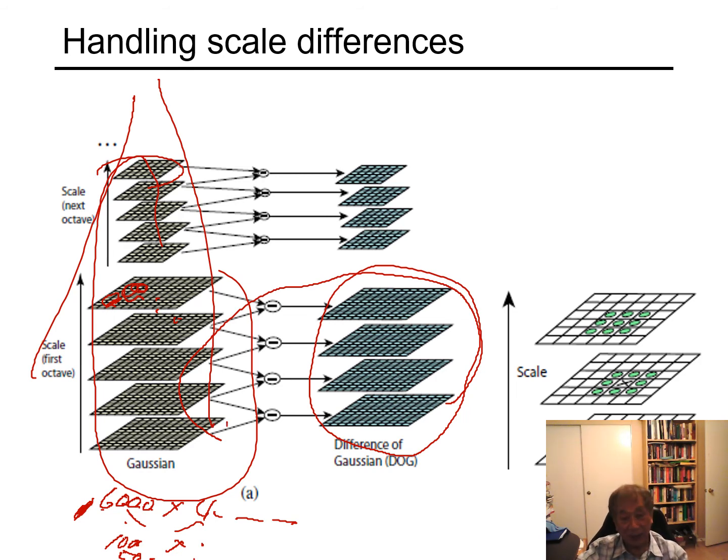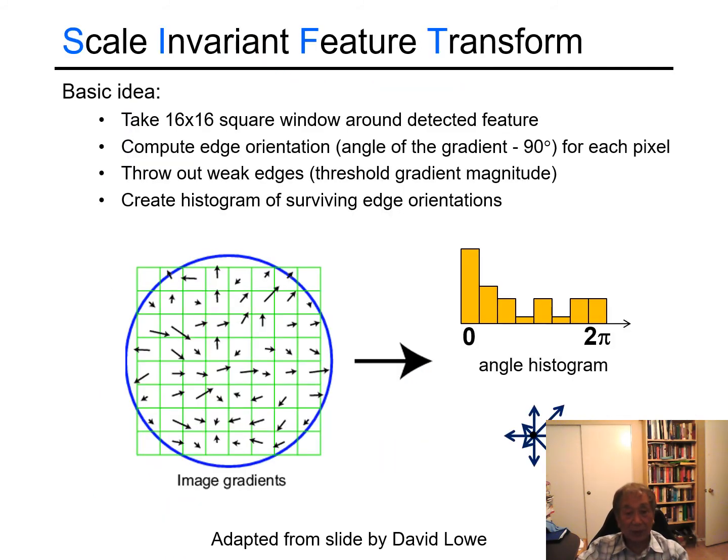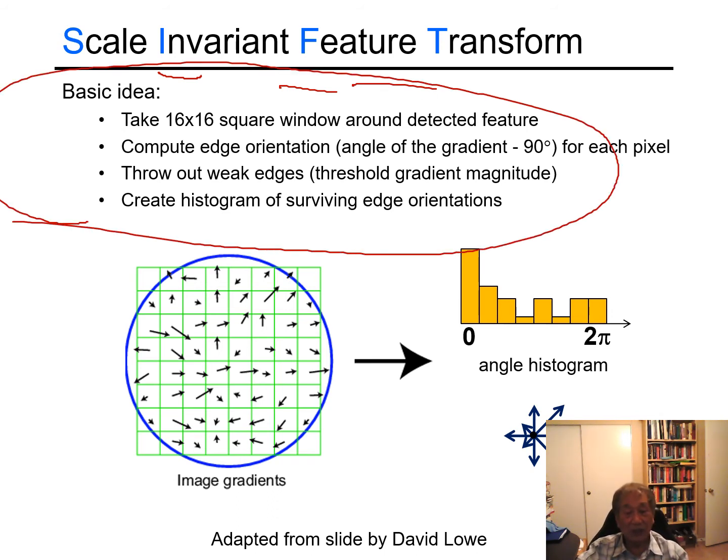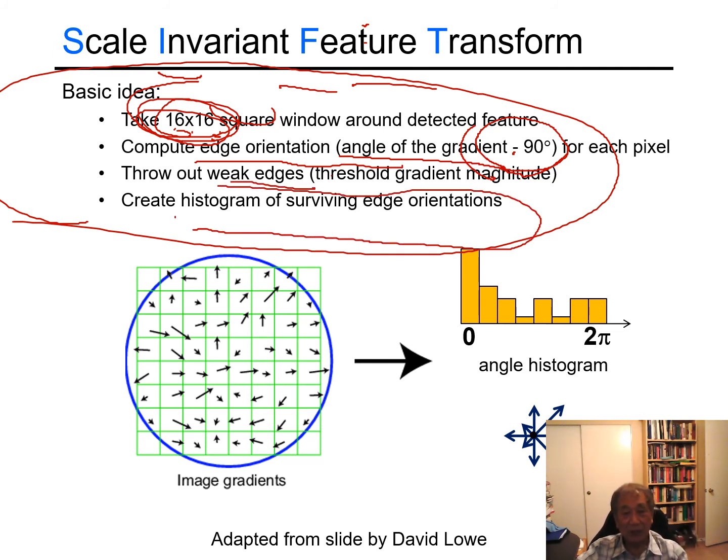So the image scale pyramid can be used for this. Scale differences can be taken care of by those invariant patterns being created in standardized sizes. Scale invariant feature transformation is also a standardized and popular technique. That's all done by taking a 16 by 16 patch. Typically the scale invariant features are stored more or less in this size, and the angle is always the edge orientation of the gradient minus 90 degrees, and weak edges are removed and a histogram of surviving edge orientations is created.